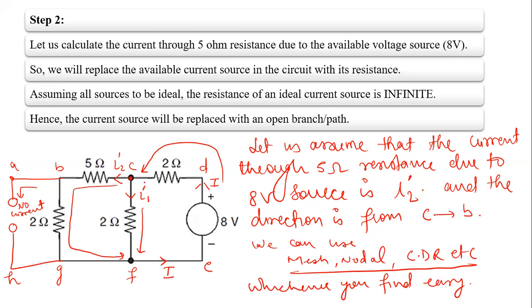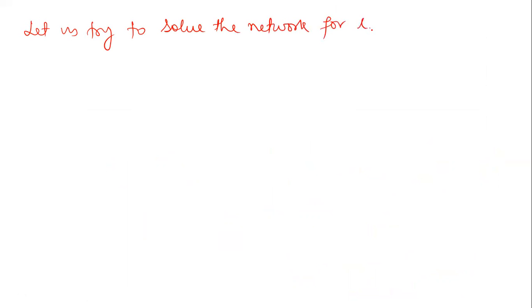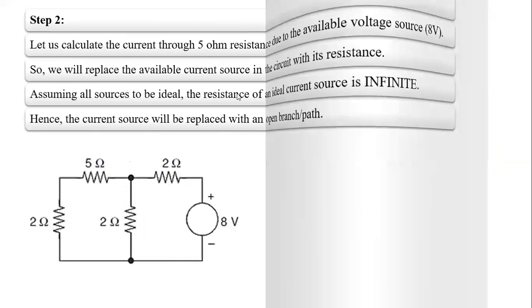So let us see how will we find out the current. We'll apply current division rule here. So let us try to solve the network for I2 dash using current division rule. So I2 dash is equal to, now let us find out its equation.